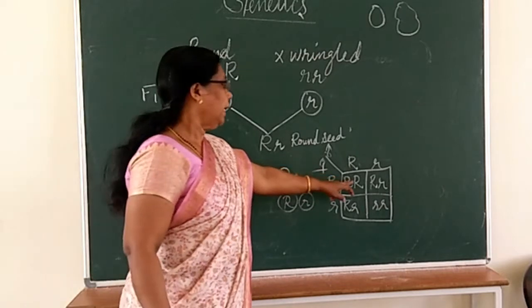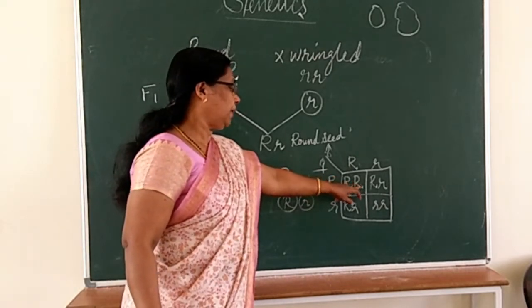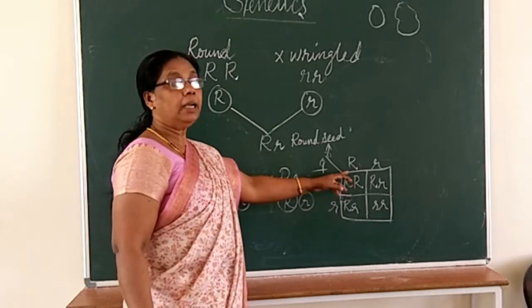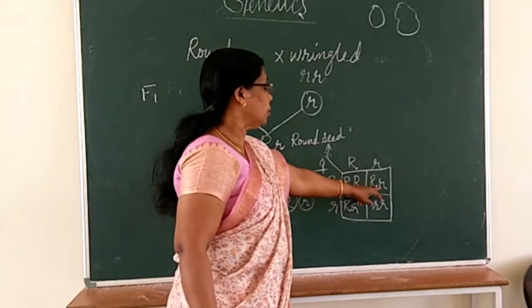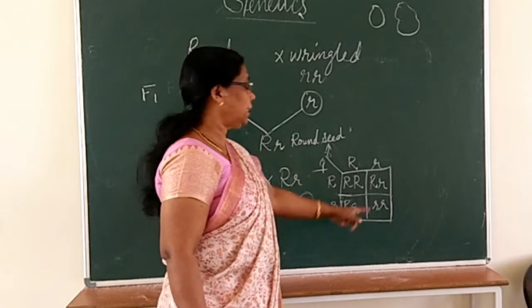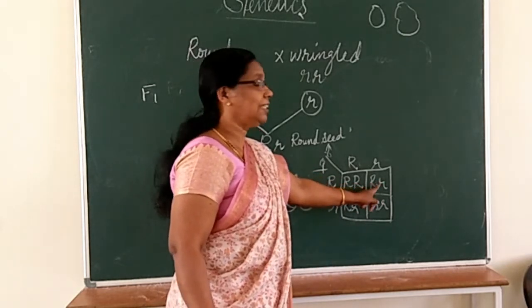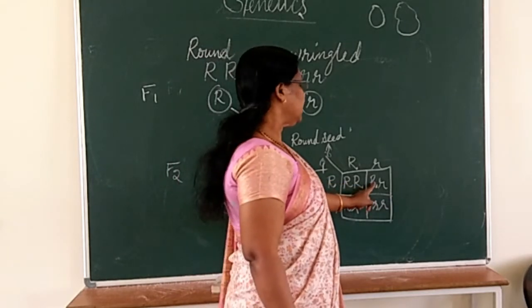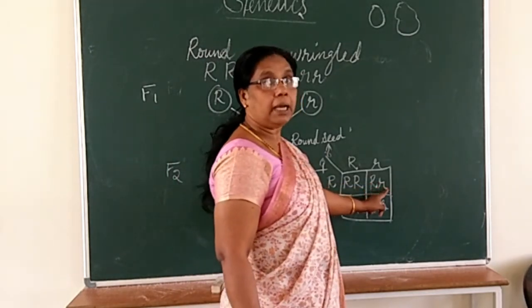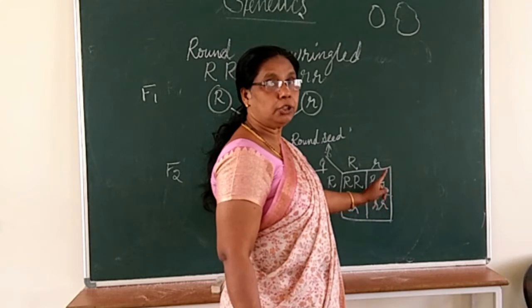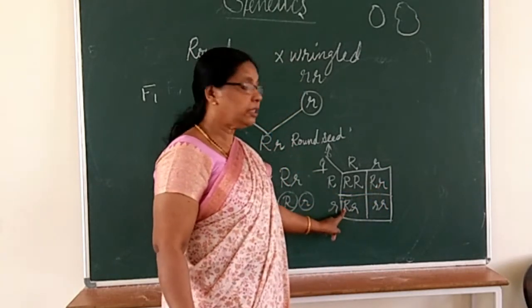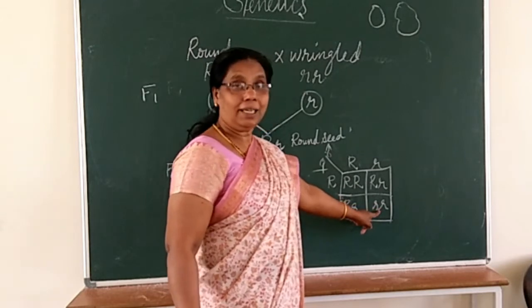So here one capital R, capital R. So this is a pure variety having round seeded. So here also another round seeded one, but it is not pure because you can see the two types of genes or gametes are present here. You can see capital R and small r, but in appearance it shows round seed. Here also this is round seeded, whereas this one is wrinkled one.